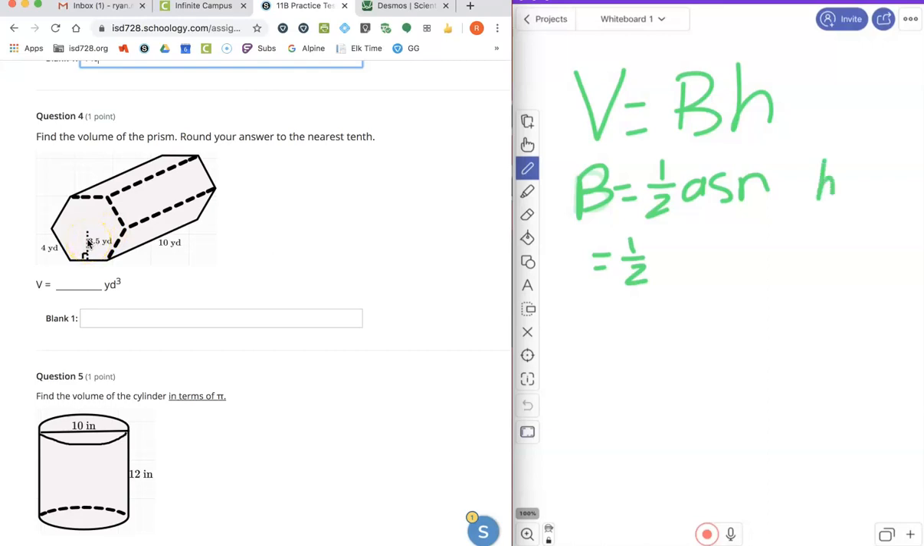H is going to be 10 for this problem, because 10 is how far the hexagons are away from each other. All right, A they gave us as 3.5.